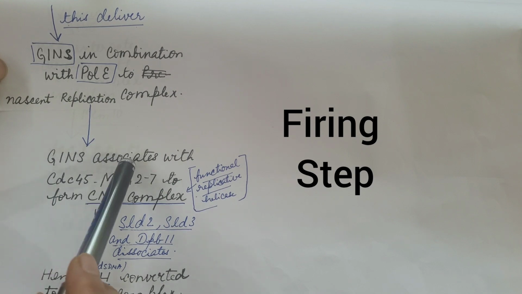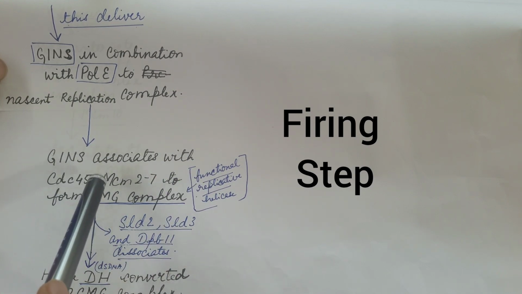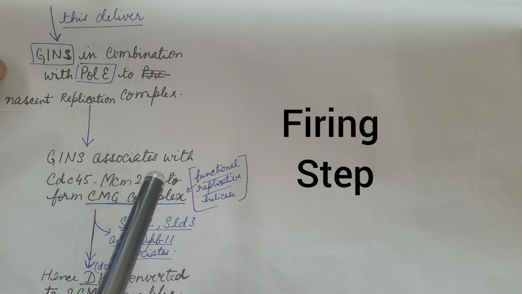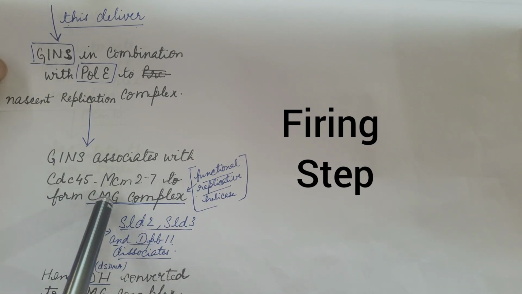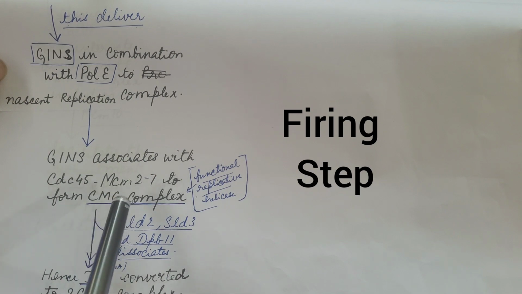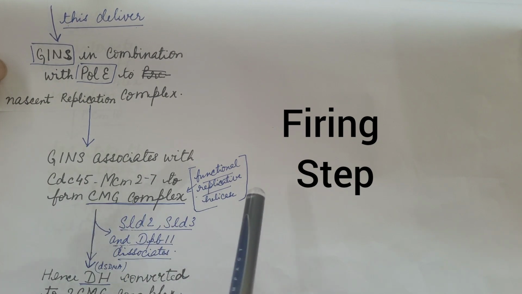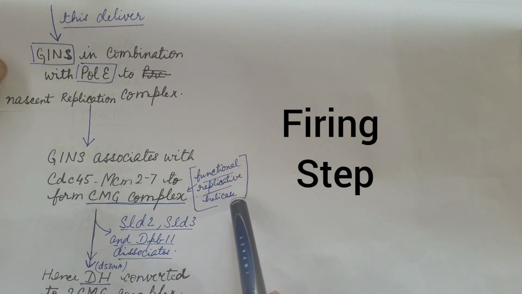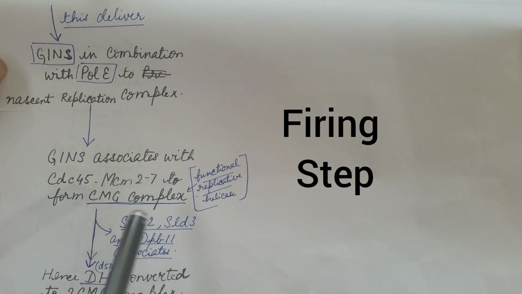Now GINS associates with CDC45 and MCM2-7 to form the CMG complex. CDC45, MCM2-7 and GINS complex. This is the functional replicative helicase. SLD2, SLD3 and DPB11 dissociate.